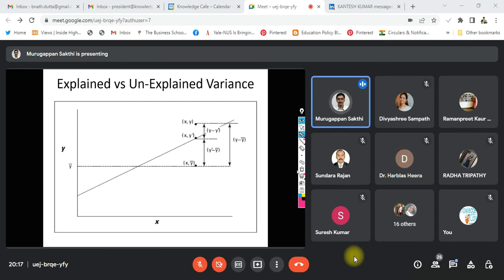ANOVA can be solved by introducing dummy variables as a regression. He proved it and showcased it. Unless we understand that ANOVA can be solved with dummy variables as a regression, you can't understand multivariate analysis completely. Okay, right.